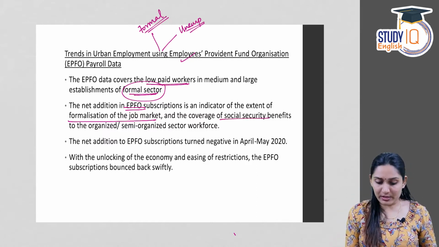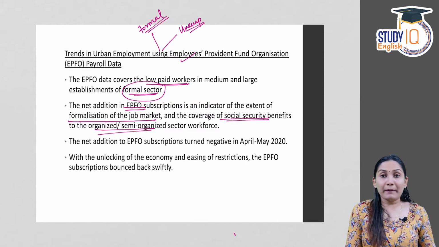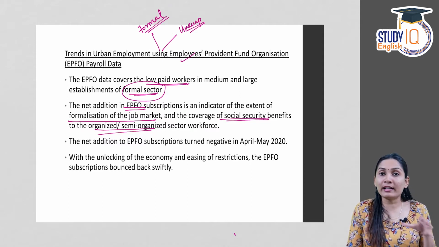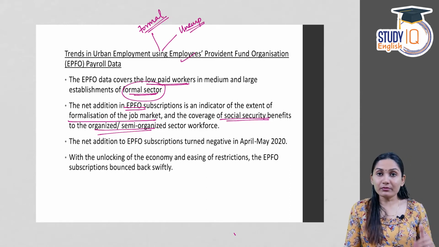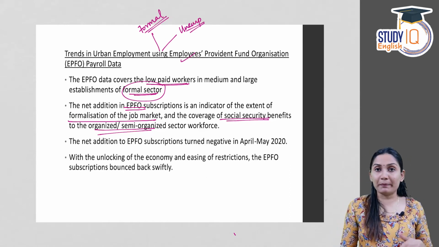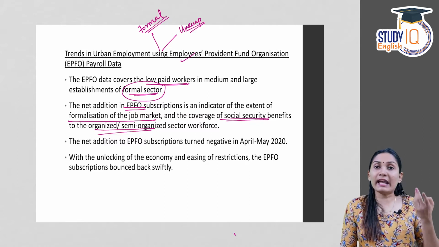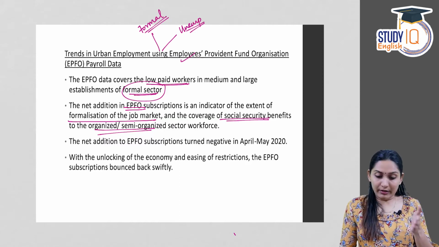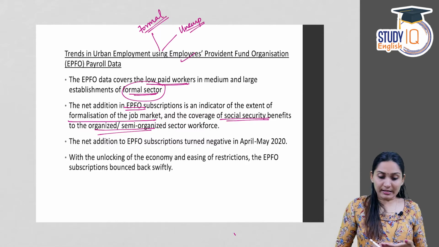and the coverage of social security benefits to the organized and semi-organized sector workforce, because EPFO deals with employees' provident fund, and provident fund is one kind of social security benefit for the employees. So addition of new employees or workers into the EPFO gives us two indications. One is the extent of formalization of the job market. Second is the coverage of social security benefits to the organized and semi-organized sector workforce.